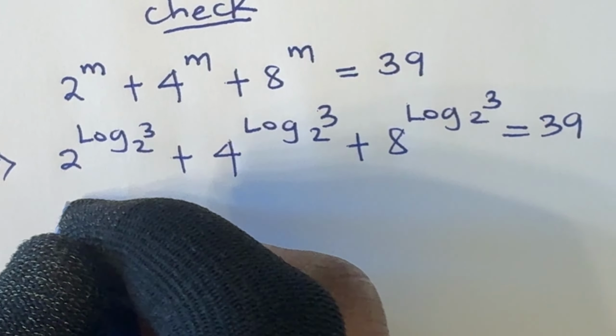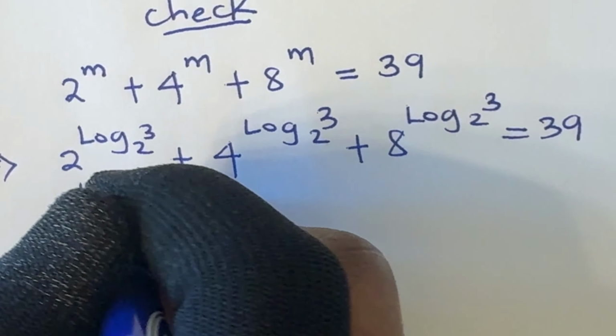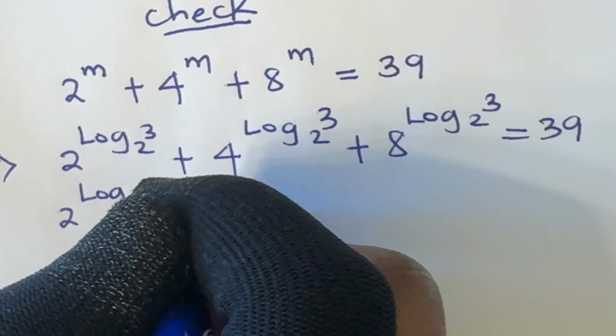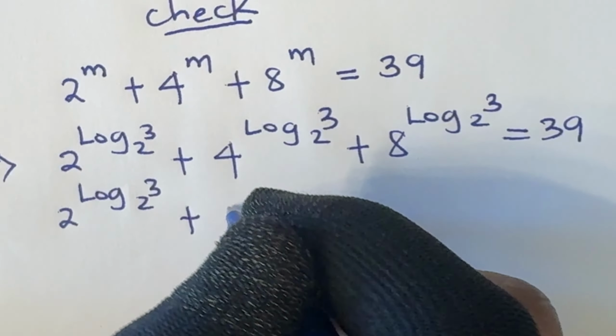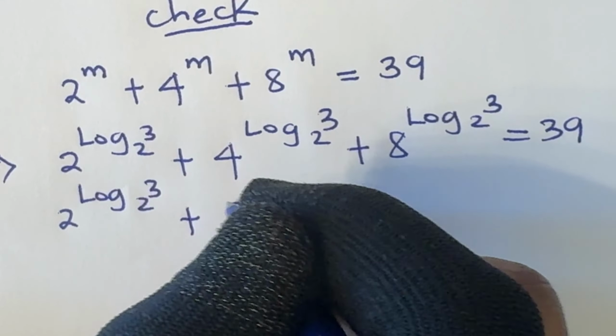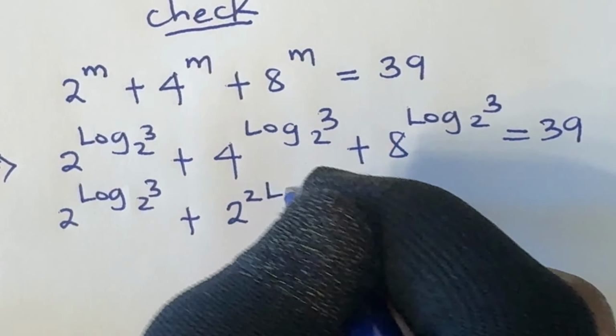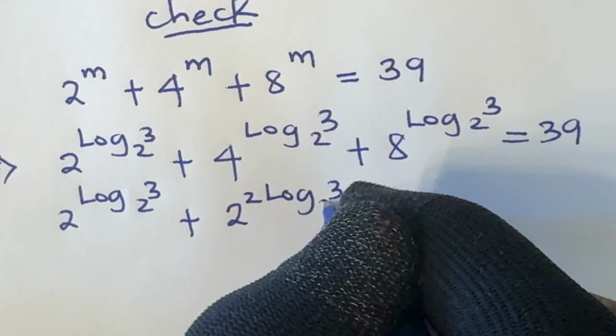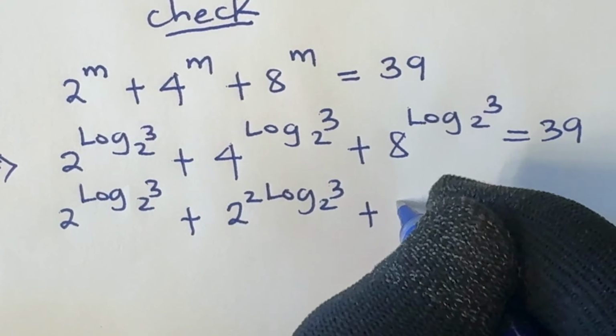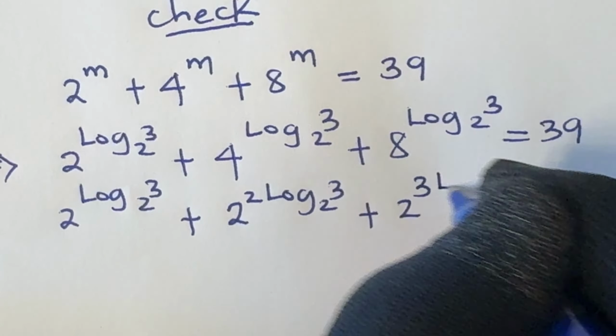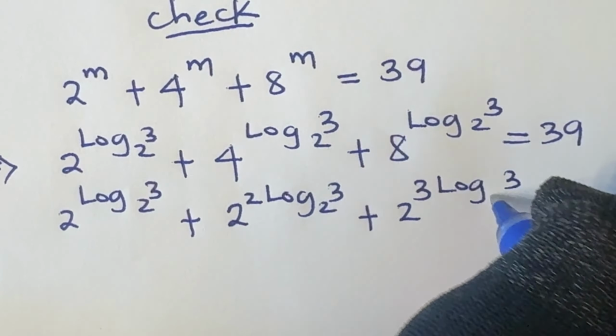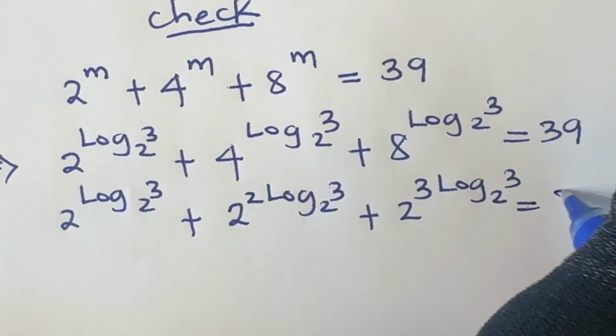This will be 2 raised to power log 3 base 2. 4 here is 2 raised to power 2, then raised to power log 3 base 2. And 8 here is 2 raised to power 3, then raised to power log 3 base 2 is equal to 39.